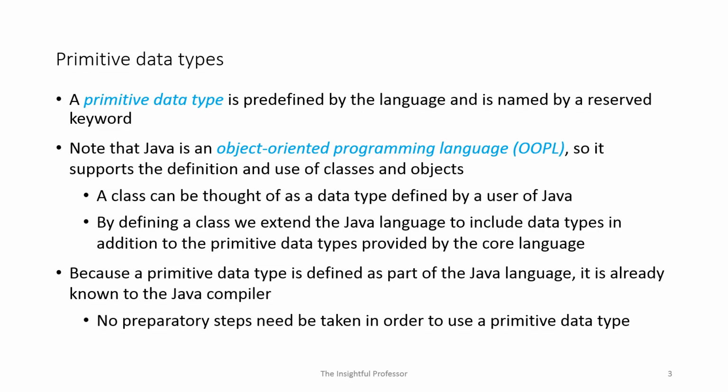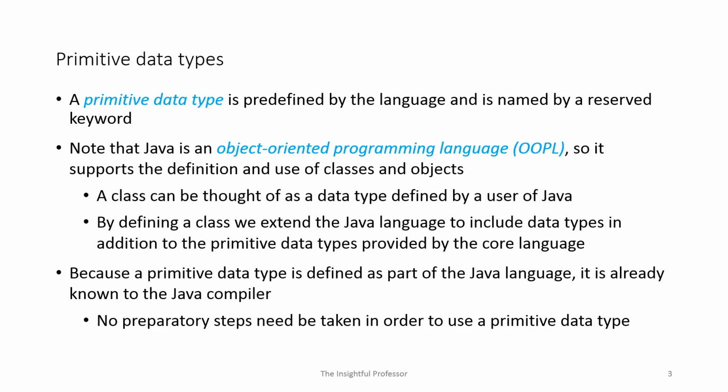Java is an object-oriented programming language. So what this means is we have the ability to define classes and objects. So what is a class? Well, a class could be thought of as a user-defined data type. In addition to the primitive data types that come automatically with Java, we have the ability in an object-oriented programming language to extend the expressiveness of the language by adding our own custom data types. These take the form of classes.